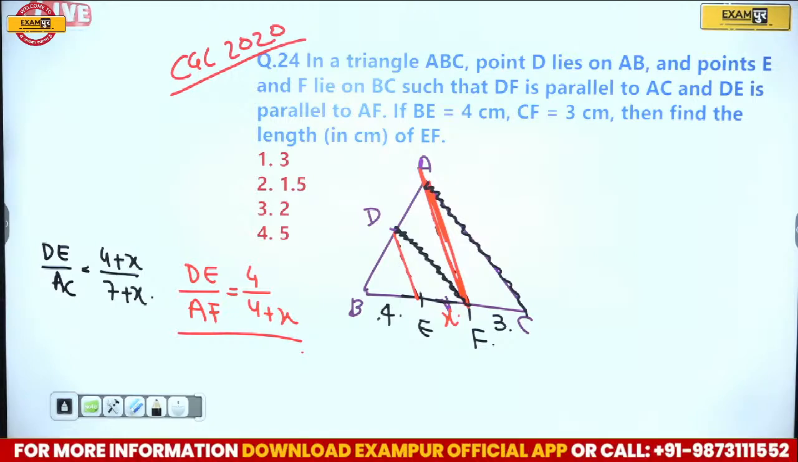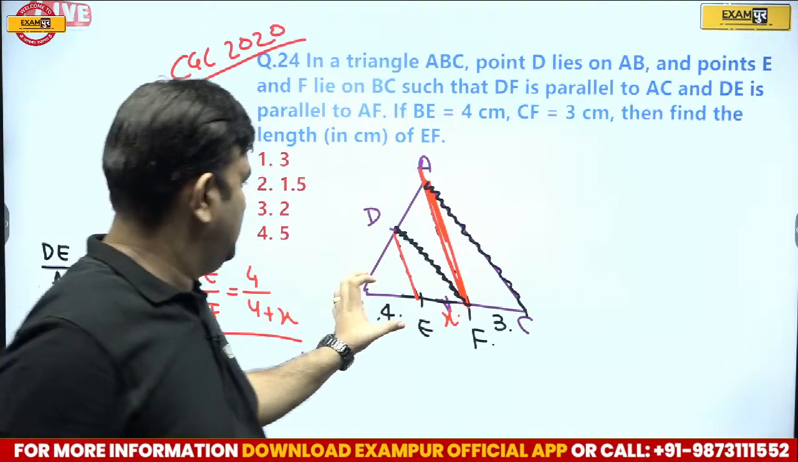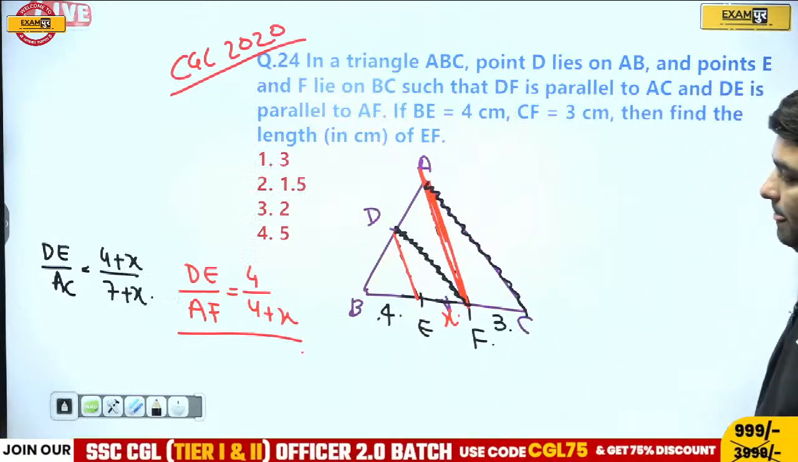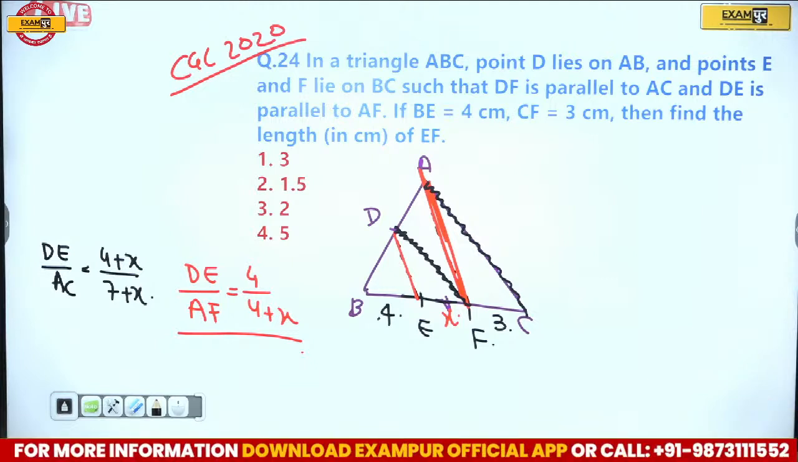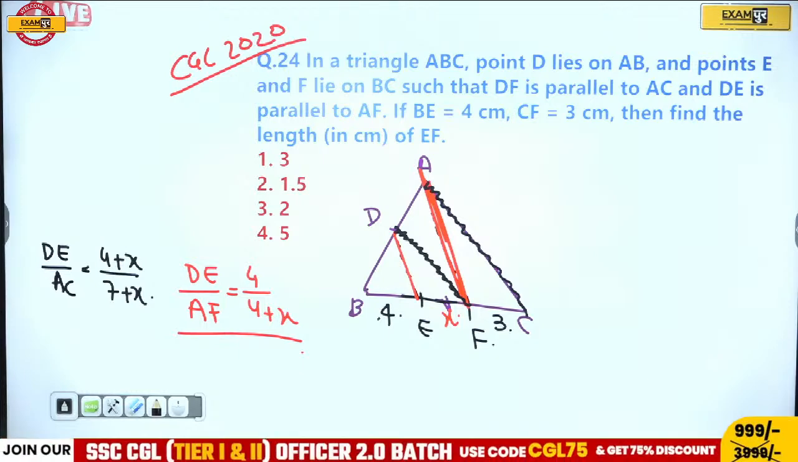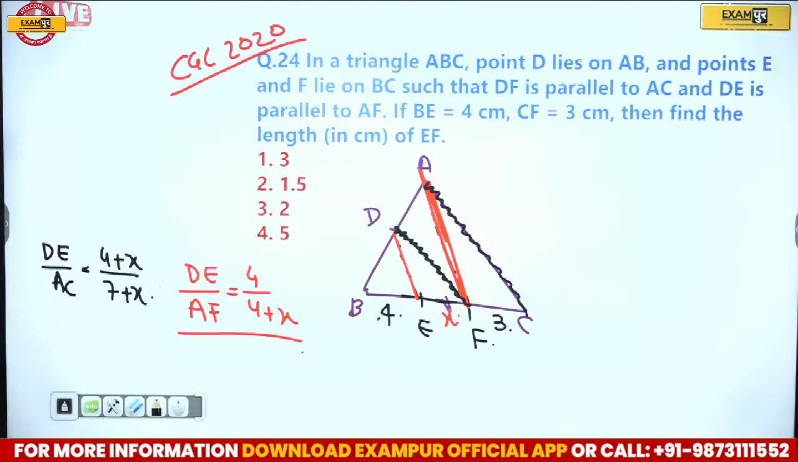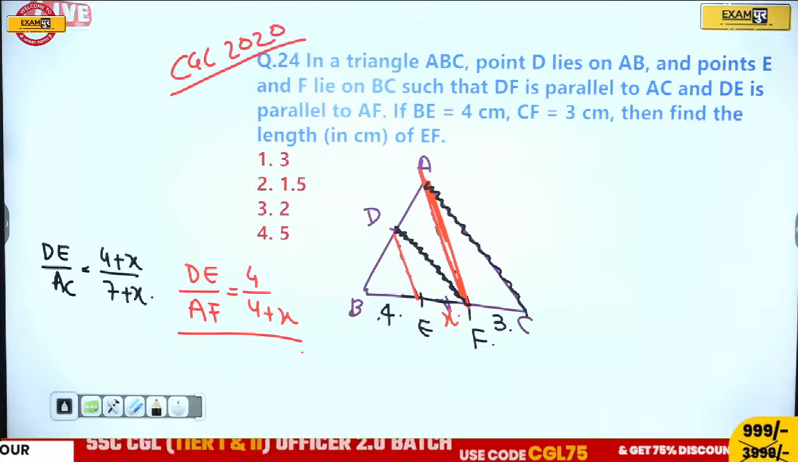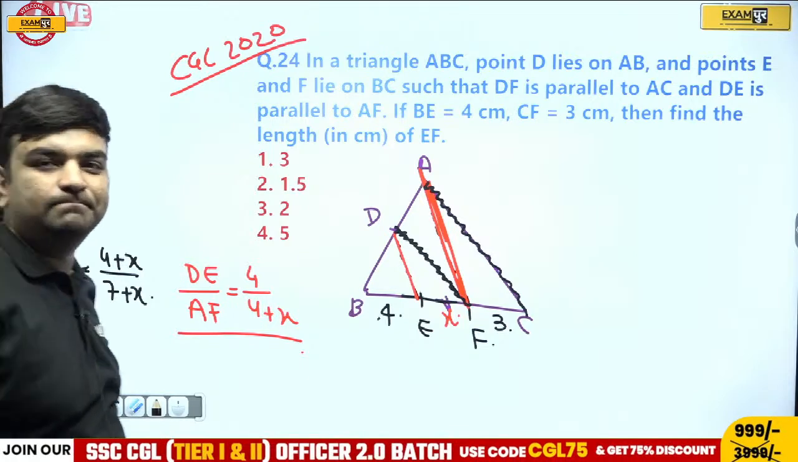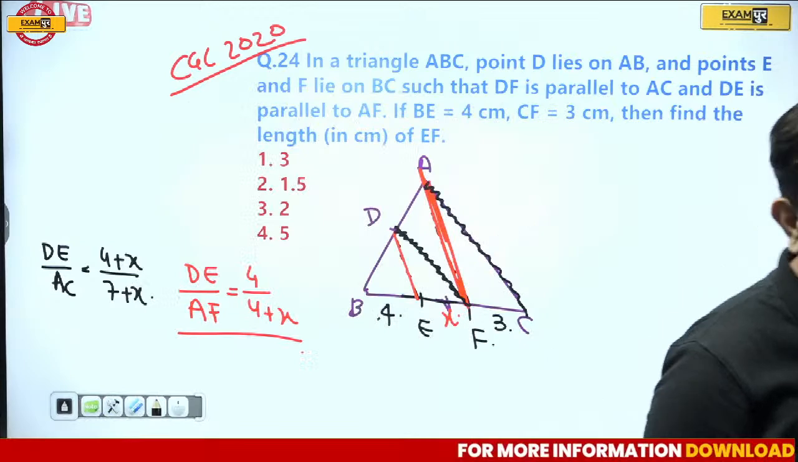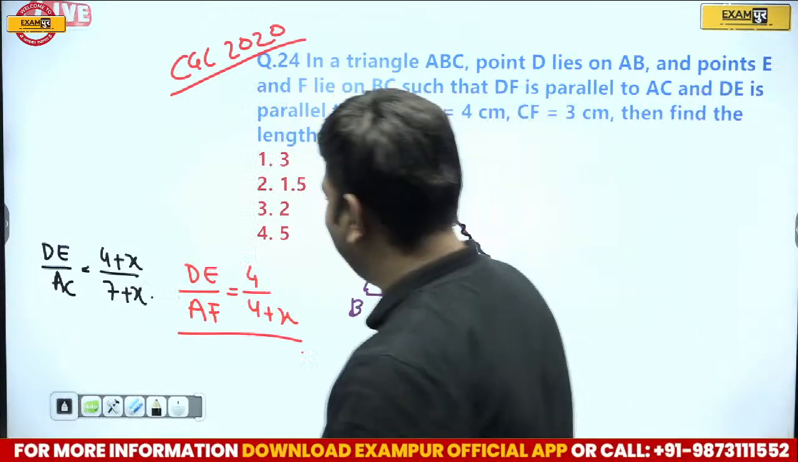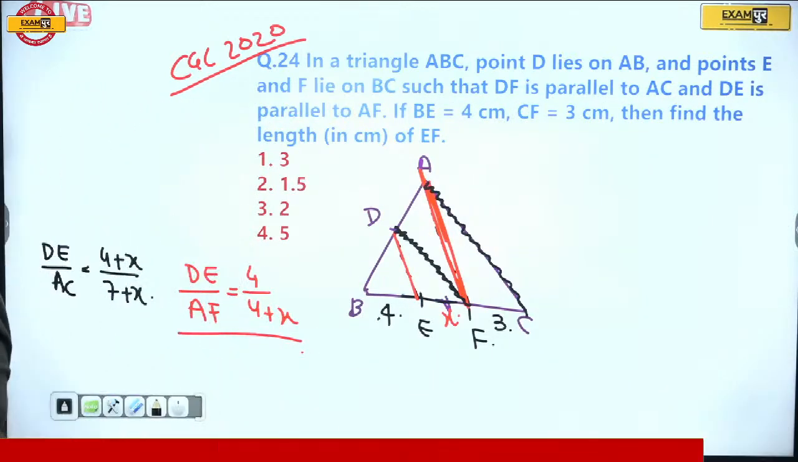Perfect. Now, AC and AF connection. Oh my God. Because I need to delete these as well to find out the value of x. What am I missing? What am I missing, guys?